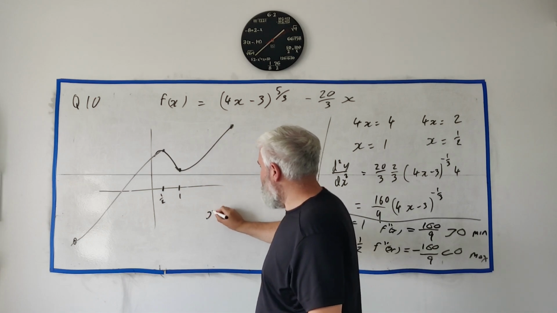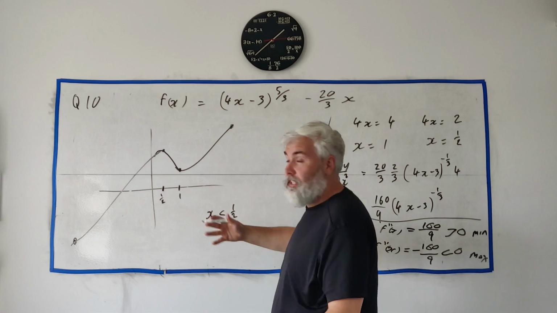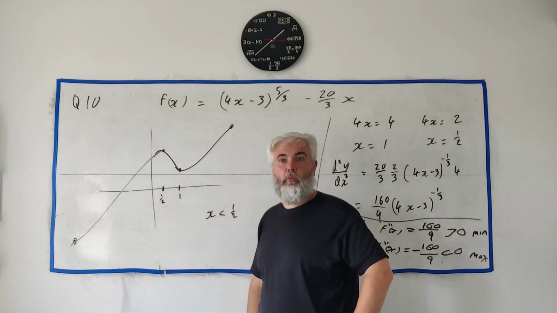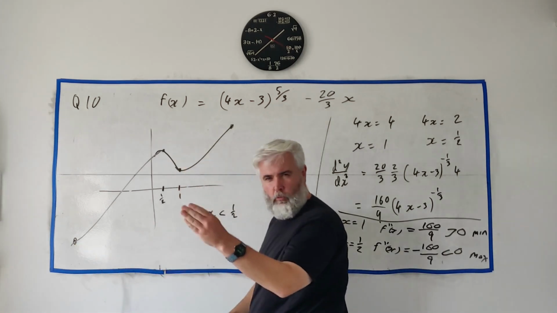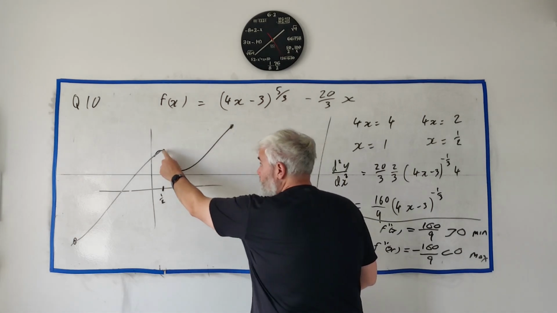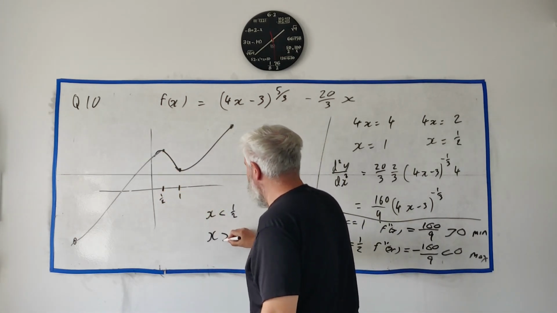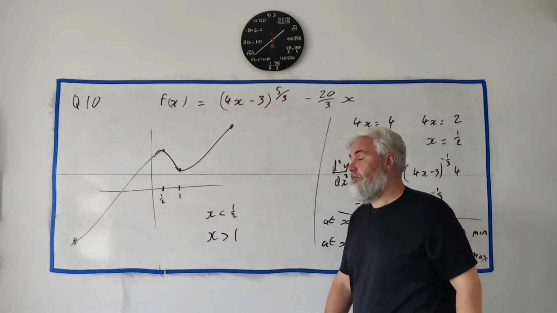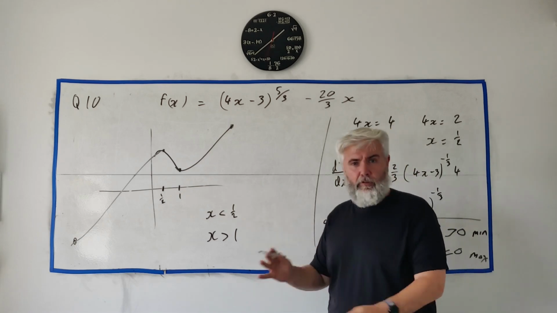Basically, I can say when x is less than a half, it's increasing. So they're asking, when's it increasing? Well, when x is less than a half, remember, we read left to right. It's always going up. Then it's not increasing between a half and 1. And then again, when x is bigger than 1, it's increasing again. This is all they wanted for part B. If you just wrote this, you get full marks.